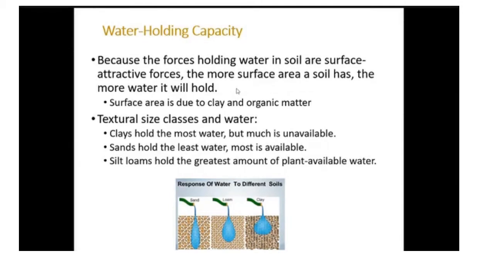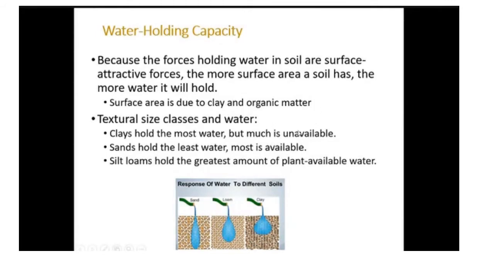So again, in a similar way, we know that the smaller the texture, the finer the texture, it means the higher the surface area. And the higher the surface area means there will be more space for water to be held in the soil. So finer soil holds more water than coarse soils. And if you add more organic matter to the soil, you are actually increasing the surface area. Clay and organic matter increase the surface area.